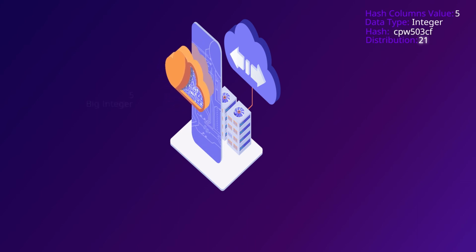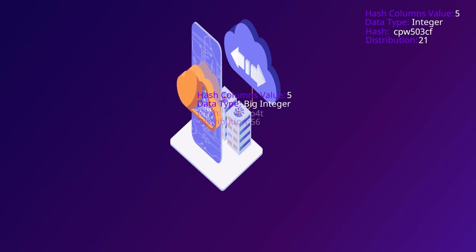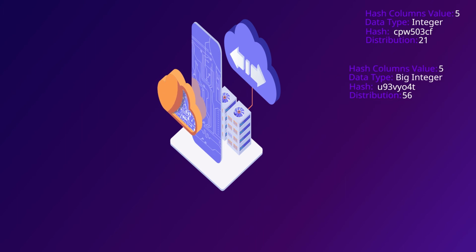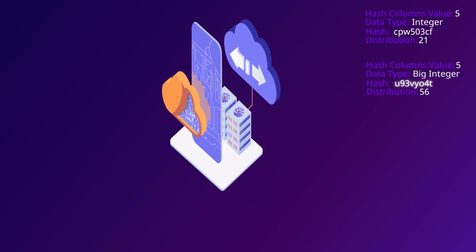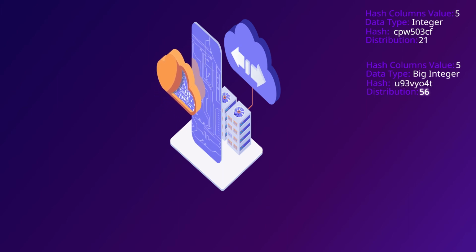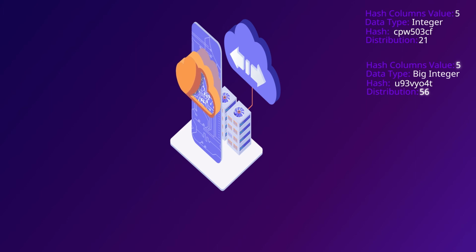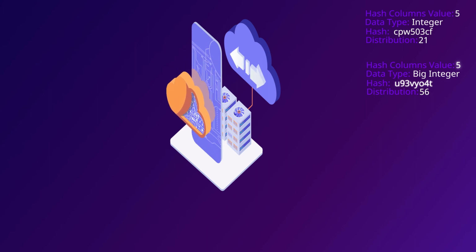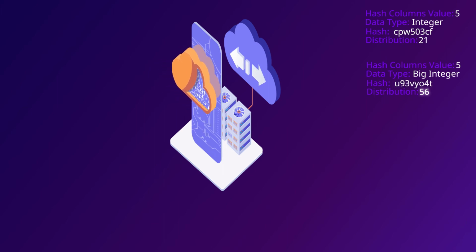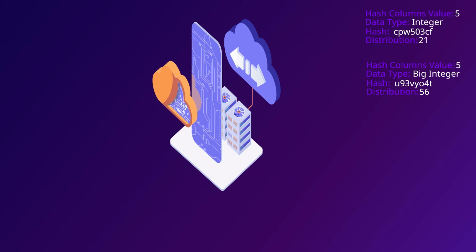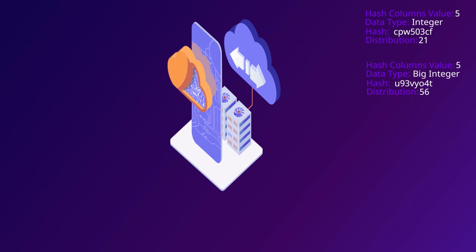Next, we're going to send a big integer type through with a value of 5. Interestingly enough, we get a completely different hash value. In this case, U93VYO4T, and a distribution of 56. Just like the integer with a value of 5 will always get the same hash, the big integer with a value of 5 will always get the same hash. Now, this is almost guaranteed not to go to the same place that the integer with a value of 5 will go to. Keep this in mind.